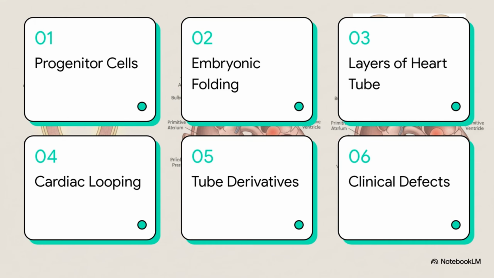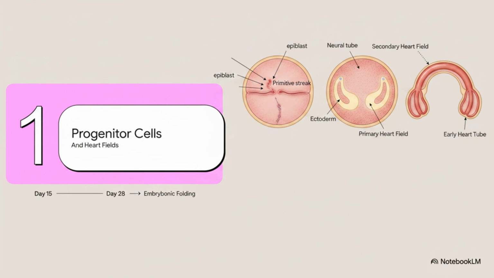We'll start with progenitor cells and heart fields, move right through embryonic folding, check out the layers of the heart tube, decode the cardiac looping process, identify the primitive tube derivatives, and finally wrap up with clinical defects and the venous system. Mapping time to 3D space is the secret to mastering embryology, so this structure is going to drastically lower your cognitive load. Okay, let's dive into Section 1, Progenitor Cells and Heart Fields.